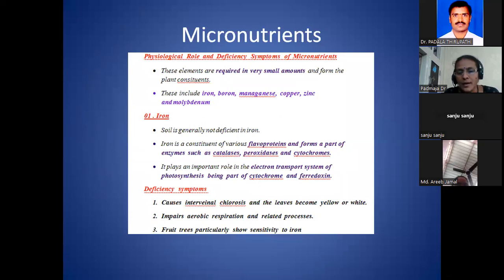These are all enzymes we see in the light reaction: cyclic photophosphorylation and non-cyclic photophosphorylation, where these are the electron carriers. During the formation of ATP and NADPH, if the intake of iron is less, the formation of these electron carriers will be affected. Deficiency causes interveinal chlorosis, and leaves become yellow or white in color, and it impairs aerobic respiration and related processes.